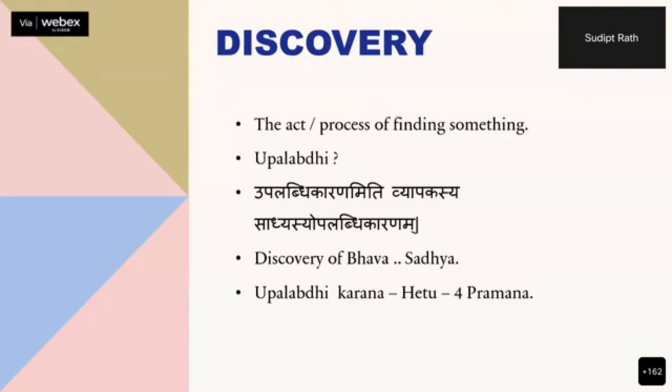Then there are only 4 Upalabdhi Karana or Upalabdhi tools that we have in our text. They are the 4 Pramanas. So in one way or other, directly, indirectly, or in an interpretational manner, we will be using one of these Pramanas to actually do the drug discovery process.